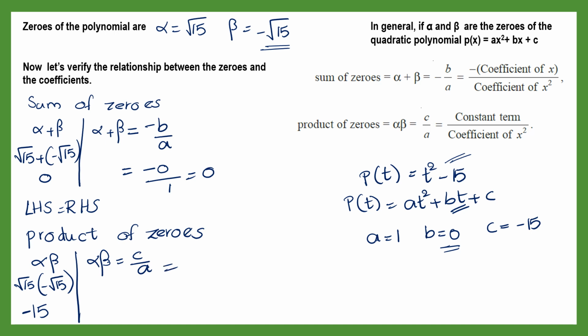Next, c by a. C is what? Minus 15. Minus 15 by a is what? 1. So minus 15 by 1 is minus 15. So LHS is equal to RHS. Hence, product of zeros is also verified. So we are able to verify the relationship between zeros and the coefficients.